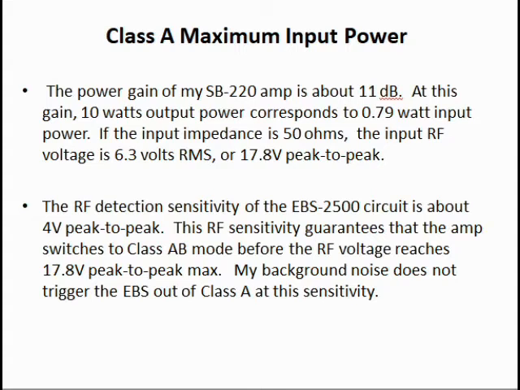My background noise does not trigger the electronic bias system out of AB, so this allows enough AB power that I can have the sensitivity not too high, so that I don't go into AB all the time, and I do go back to Class A, which is what we want to do to minimize power dissipation.